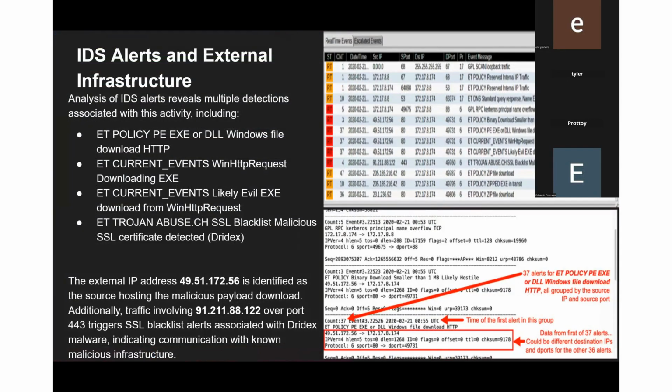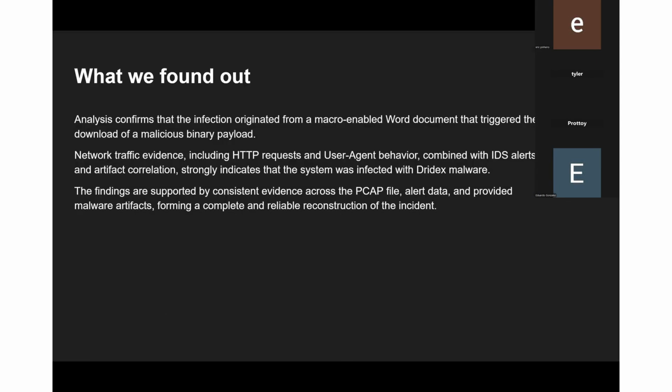Following macro execution, the host generated an HTTP request. The use of the WinHTTP request user agent indicates the request was generated programmatically. Analysis of IDS alerts reveals multiple detections. This includes an ET POLICY PE EXE download and an SSL blacklist alert for a malicious SSL certificate detected for Dridex. Ultimately, we found out that the system was infected with Dridex malware. Network traffic evidence combined with IDS alerts forms a reliable reconstruction of the incident.